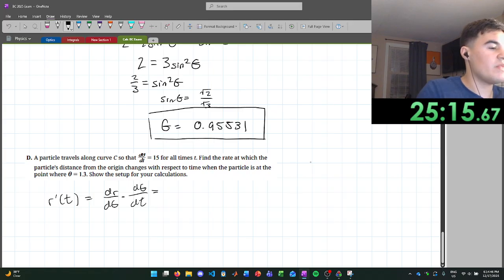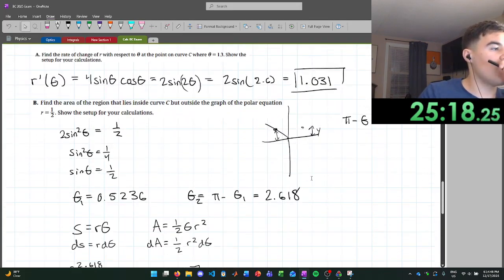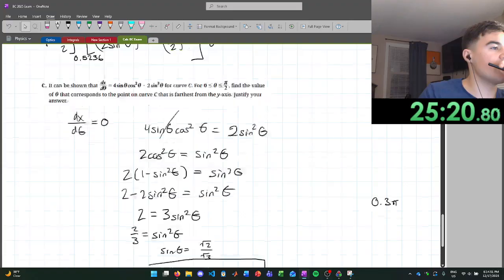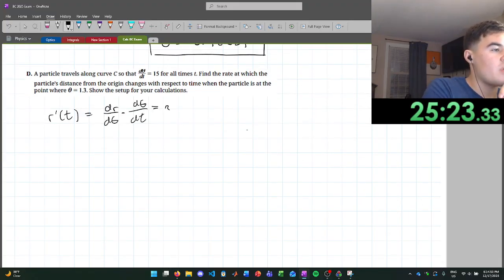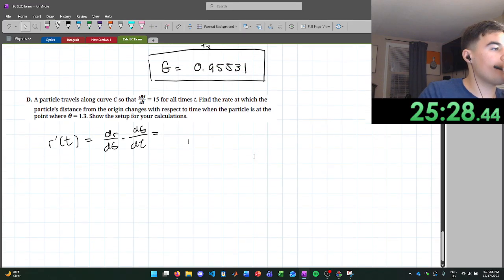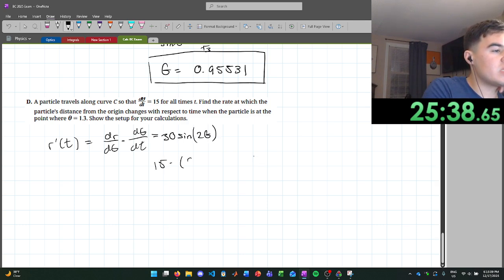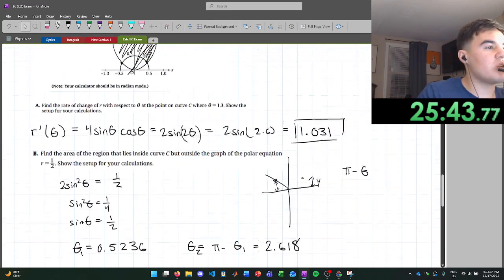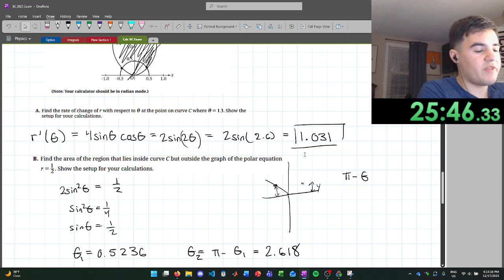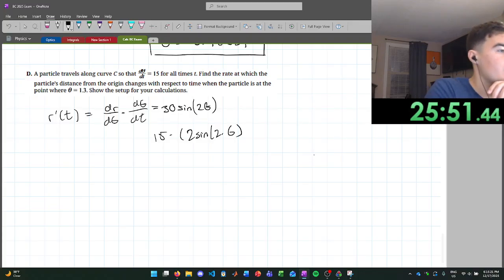So we want dr d theta, which I think we solved for earlier. Dr d theta was 2 sine 2 theta. It's going to be 30 sine. Oh, wait, hold on a sec. Yeah, so we're going to get 30 sine 2 theta, plug in 1.3. This ends up being 15 times 2 sine 2.6, which we found earlier. 2 sine 2.6 was 1.031. So it's going to be 15 times 1.031, which is 15.465.